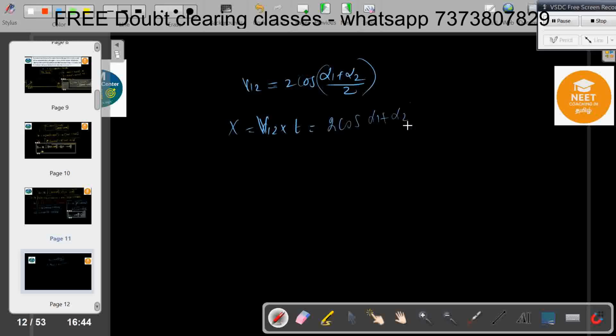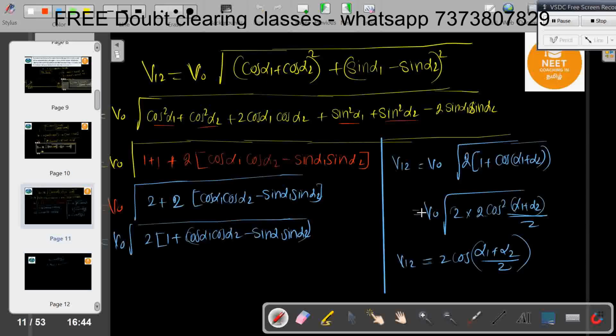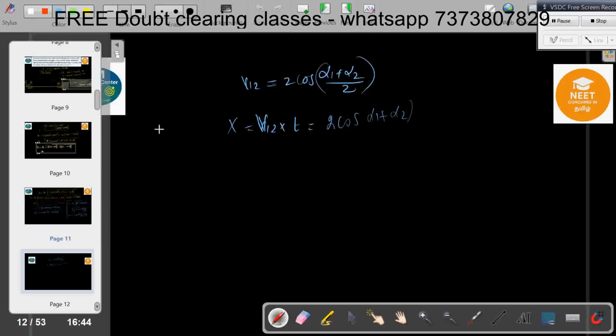alpha 1. Oh, wait, there is a v naught into v naught. Make a correction, please. Here also v naught cos of alpha 1 plus alpha 2 by 2 into v naught t. So what is my distance? 2 v naught t cos of alpha 1 plus alpha 2 by 2.